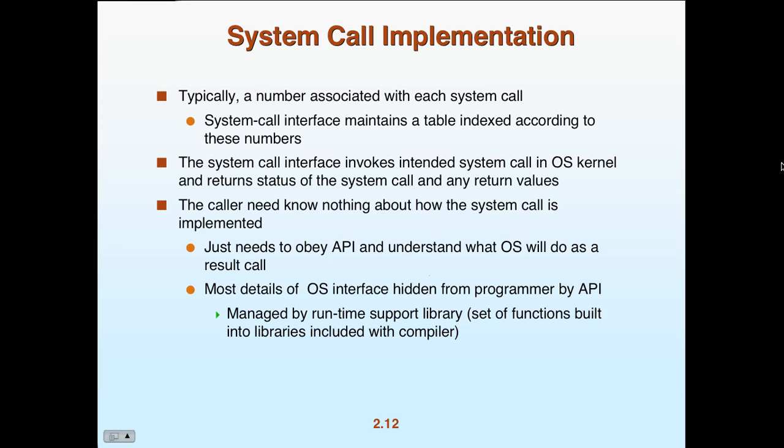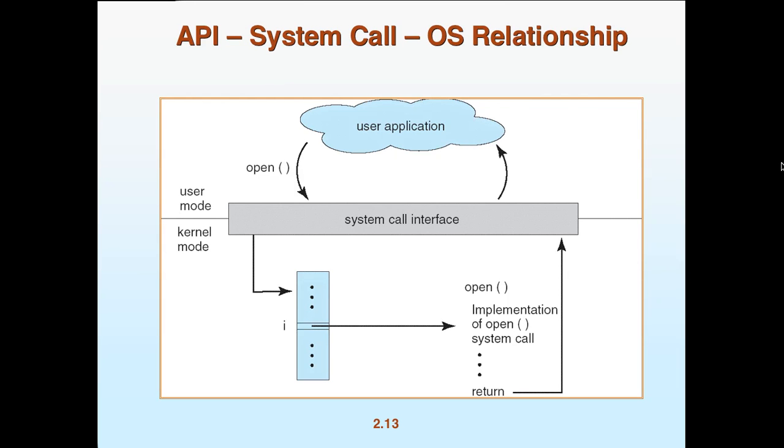the API. So managed by runtime support, a set of functions in the libraries that are inside of the compiler. So we have runtime support for stdio as an example to read and write to the standard output, get information from the keyboard. And that's actually implemented by function calls.